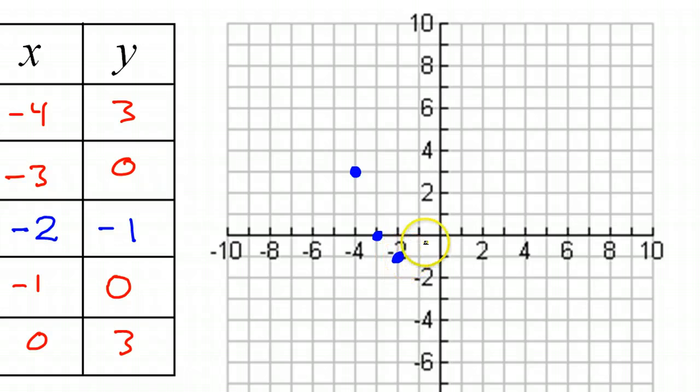And there's our vertex. And then the symmetry kicks in, and you can see why these y values repeated, because -1 is back to 0, and then 0 is back at 3. Okay, you can see how each point has a mirror image. At this point we could draw the parabola using these 5 points as a guide.